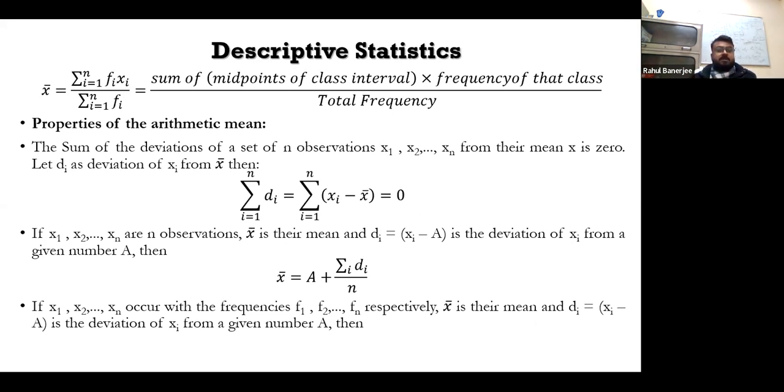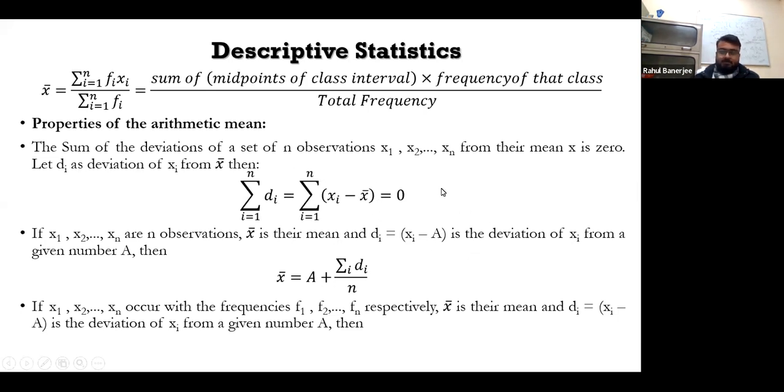Now we have some properties of the arithmetic mean. The first property is that the sum of deviations is 0. If I subtract the arithmetic mean from each observation and then sum it, it comes out to be 0. If this is not happening, then it means that the arithmetic mean calculated is wrong. If the arithmetic mean is calculated correctly, then subtracting it from each observation and summing will give 0.